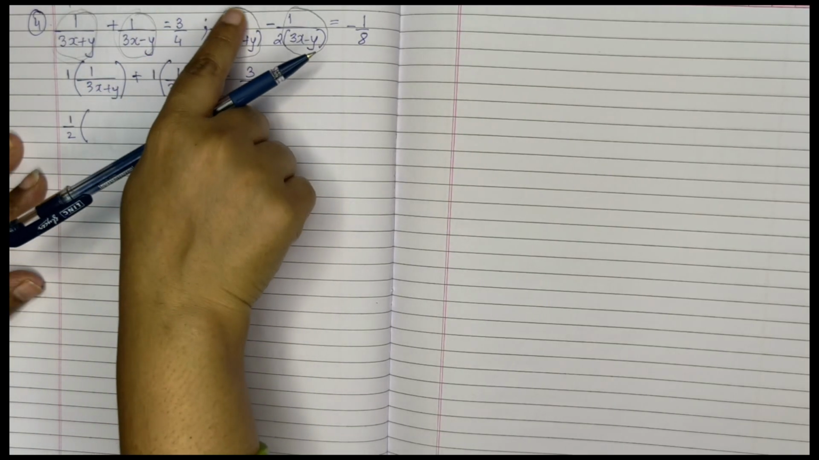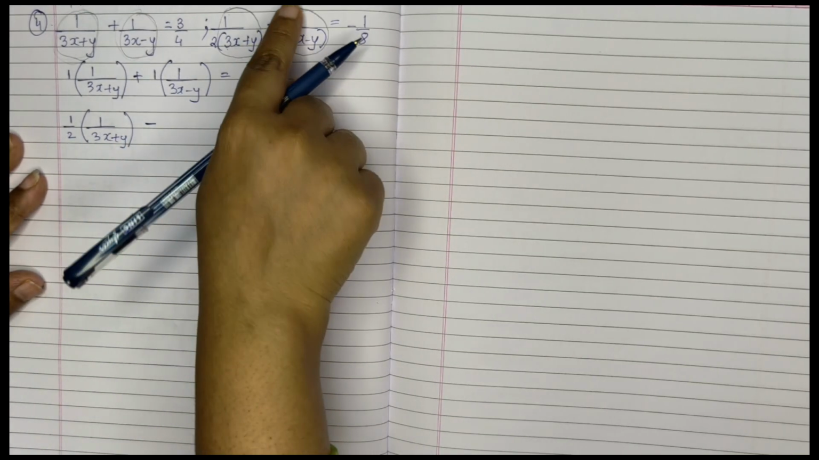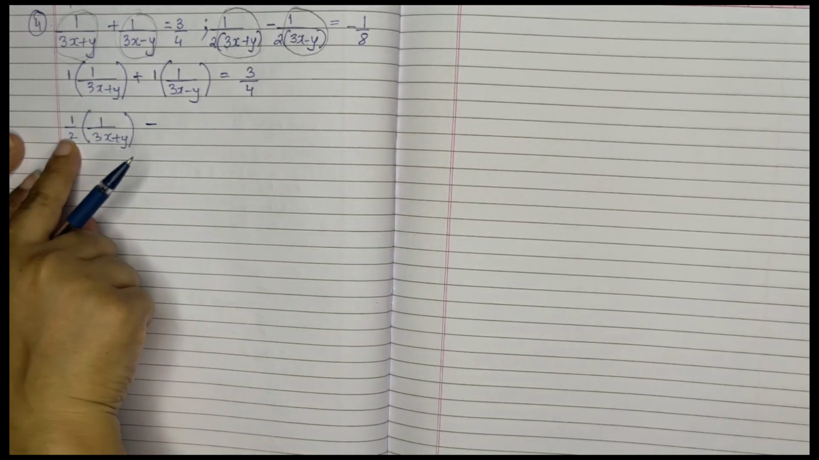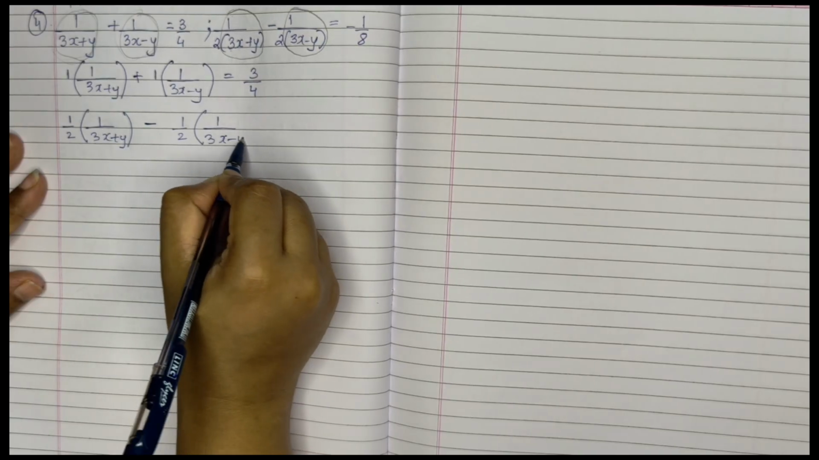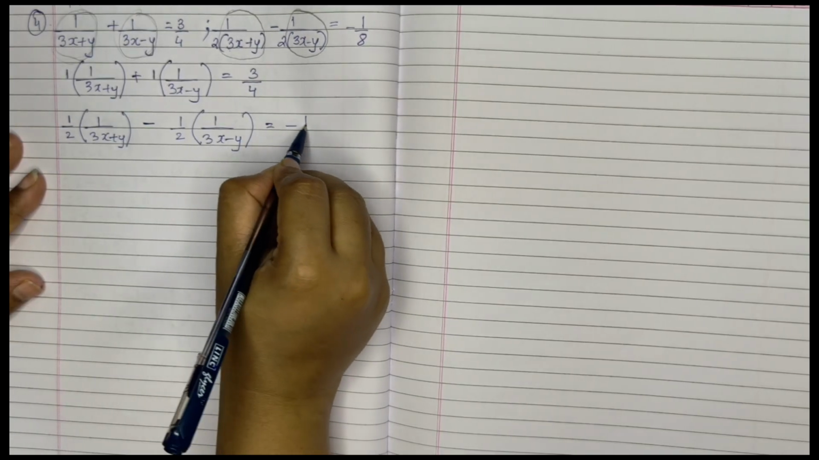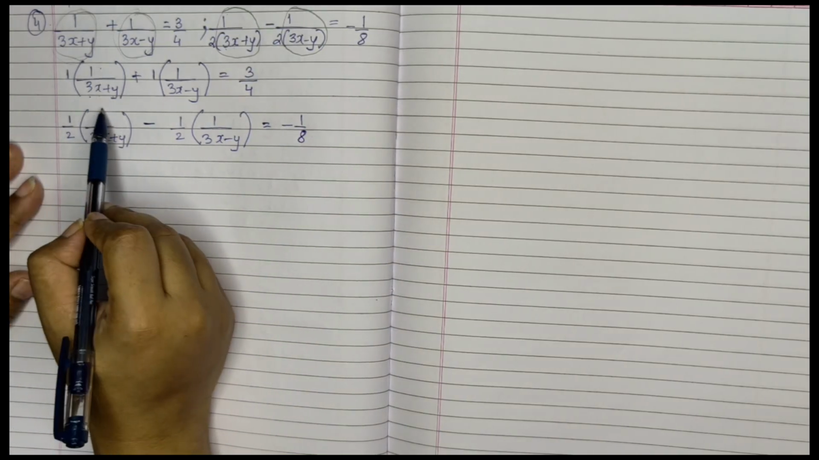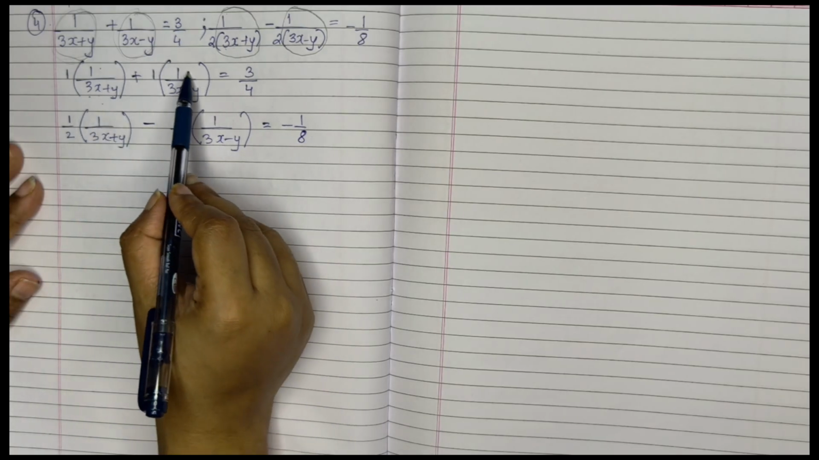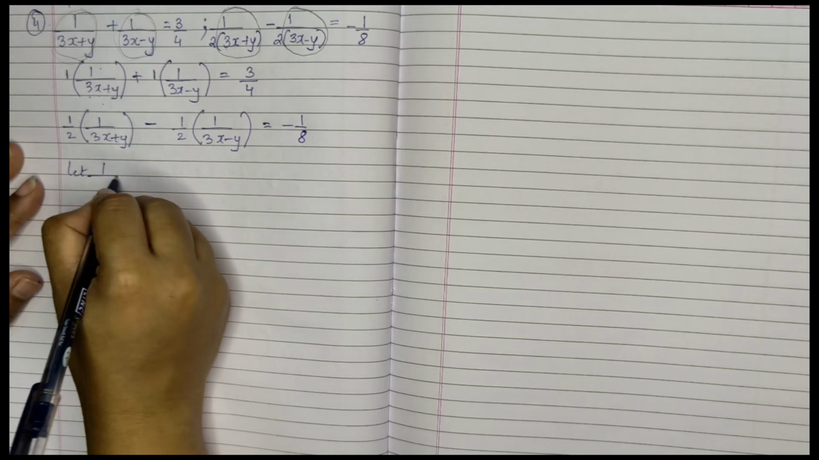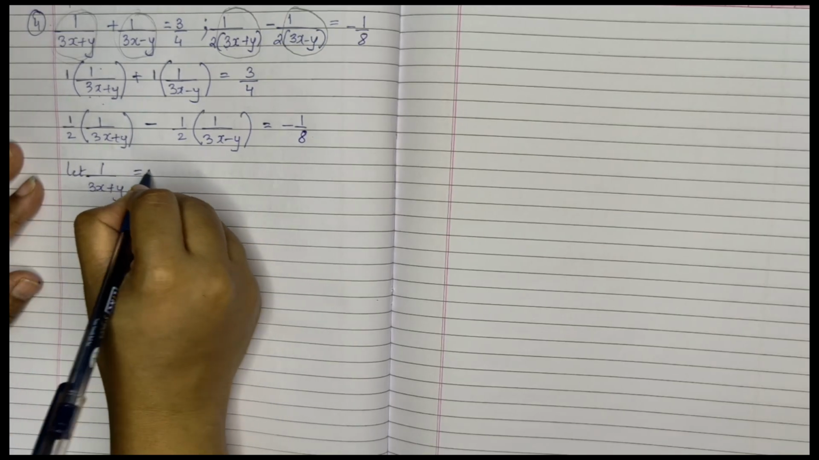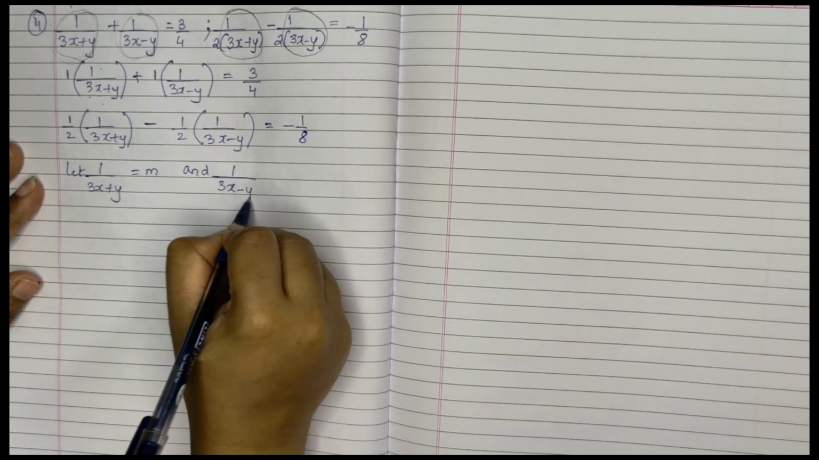1 upon 2, and this 1 upon 3x plus y minus, again we have 2 here in the denominator's place, so don't forget to write that 2, and 1 upon 3x minus y is equal to minus 1 upon 8. Okay, now as I told you, 1 upon 3x plus y is our m and 1 upon 3x minus y is our n. So let 1 upon 3x plus y be equal to m and 1 upon 3x minus y be equal to n.